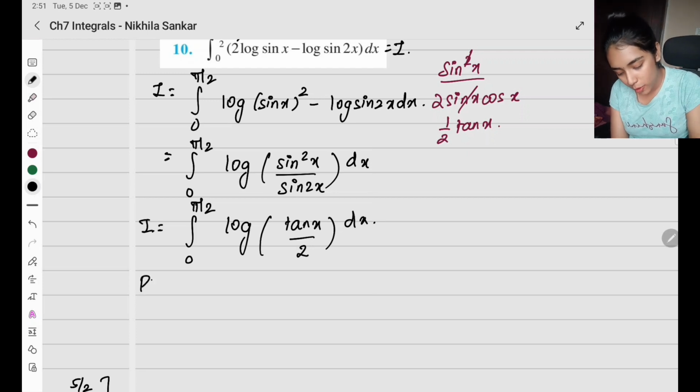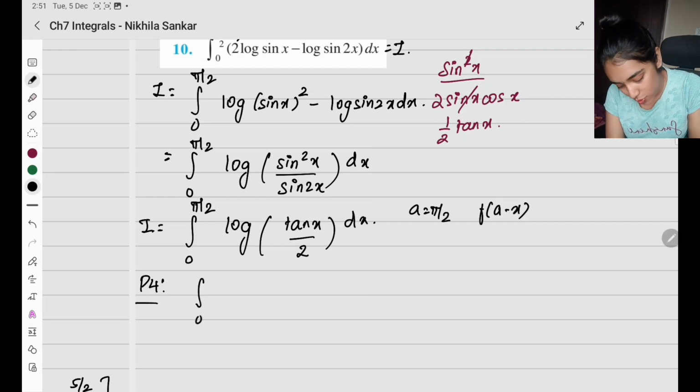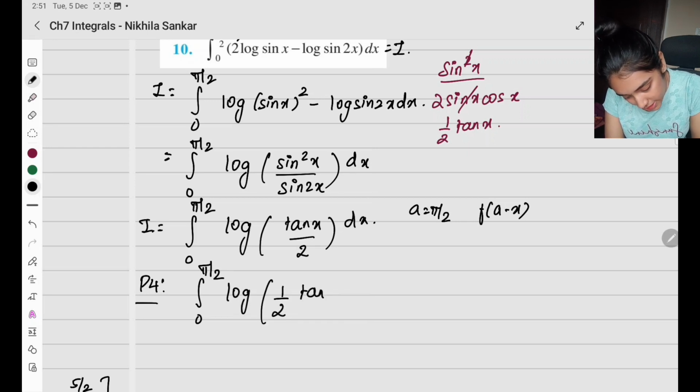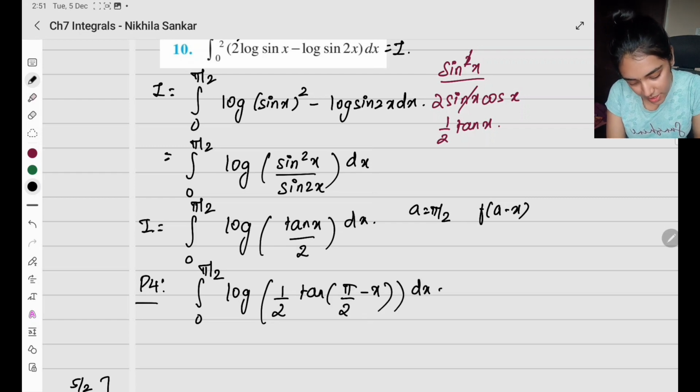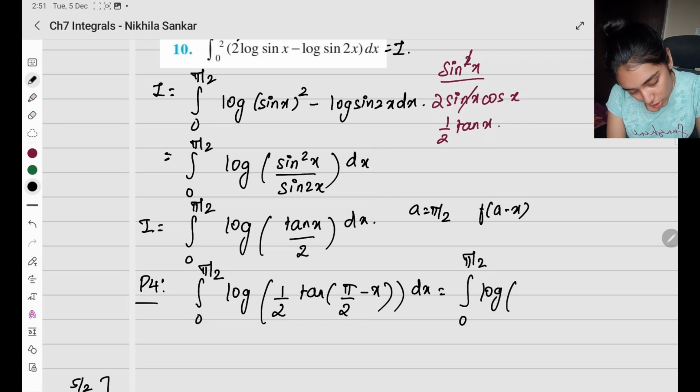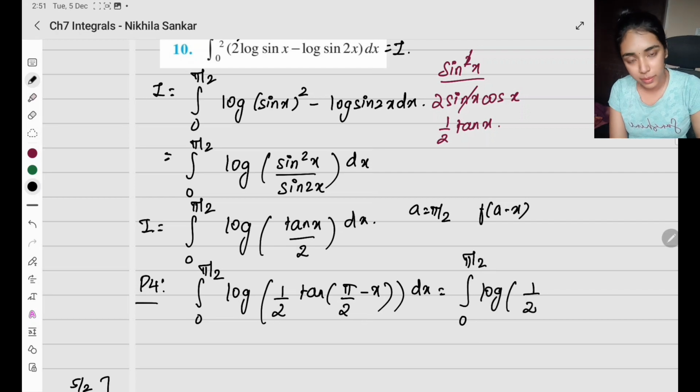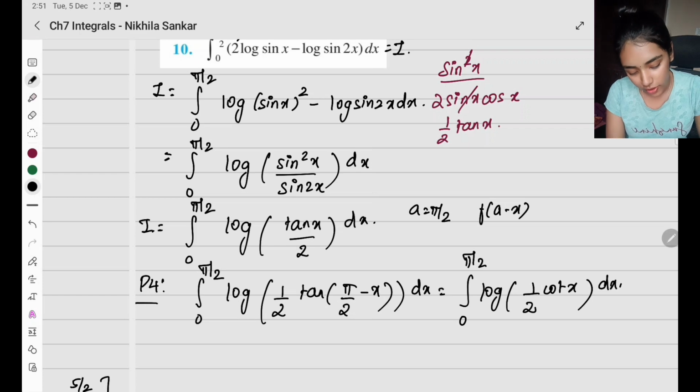Now when I apply property number 4, my a value is pi divided by 2. So substitute f of a minus x. So I have 0 to pi by 2 log of half times tan of pi by 2 minus x times dx. So this is nothing but 0 to pi by 2 of log of half tan of pi by 2 minus x becomes cot x, and pi by 2 minus x, now we are talking about the first quadrant where everything is positive. So cot of x.